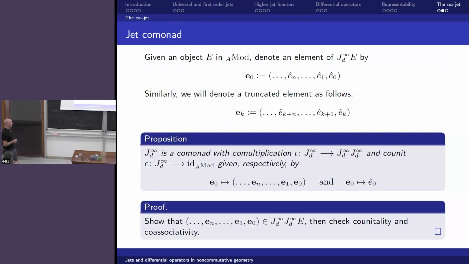So you take some element of J infinity, which is a sequence of this form, and you send it to this sequence of sequences. This would be the comultiplication for your comonad. And sending some sequence to the 0th element is the co-unit for this comonad. In order to prove this, the hard part is checking that this actually lives in J infinity of J infinity, and then you just check co-unitality and co-associativity. And one of the points of having this comonad structure is it gives you a notion of differential equation.